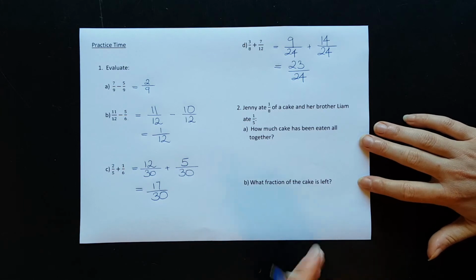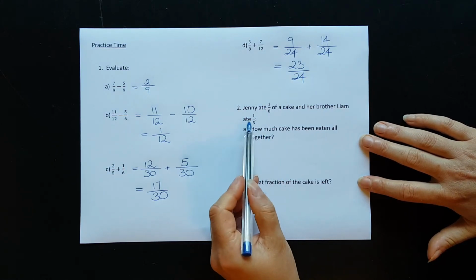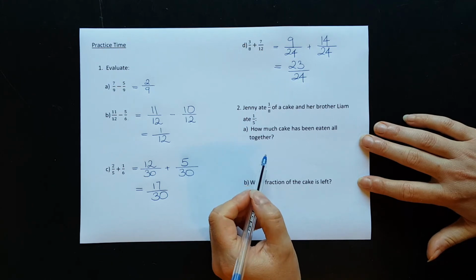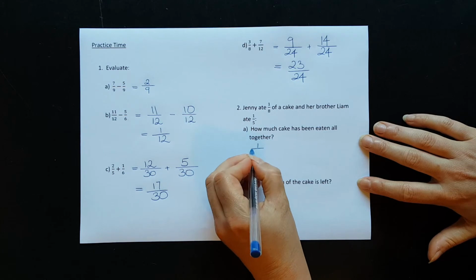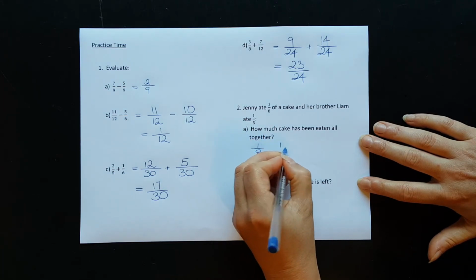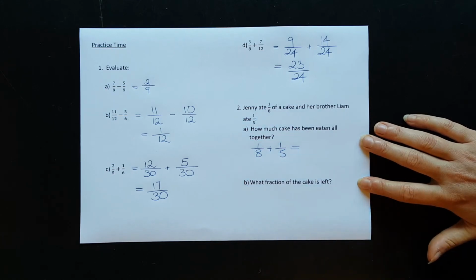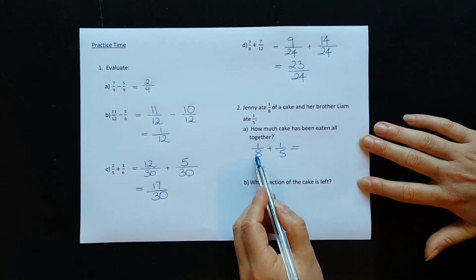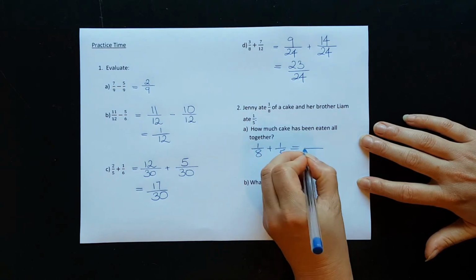Question 2. Jenny ate 1/8 of a cake and her brother Liam ate 1/5. How much cake has been eaten altogether? So Jenny ate 1/8, Liam ate 1/5. We want to add together the bits that have been eaten. So we need a common denominator. 5 and 8, my common denominator is 40.